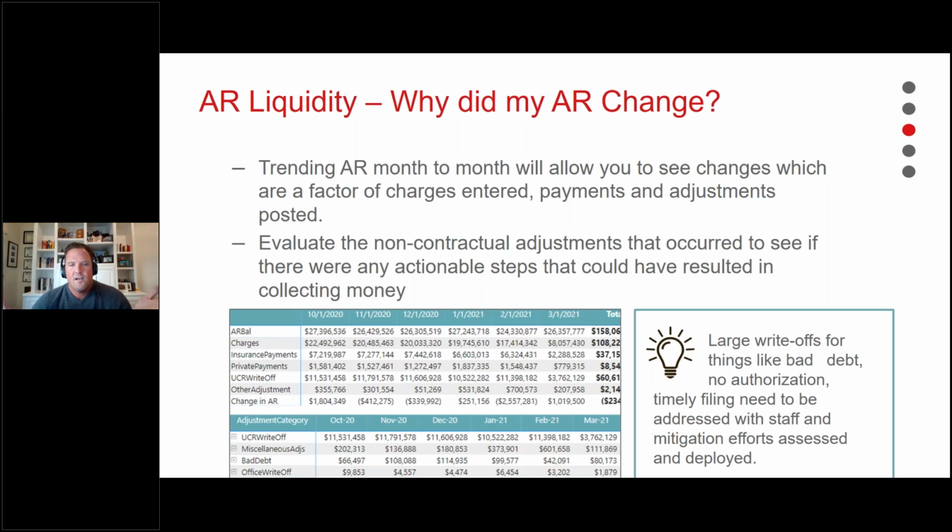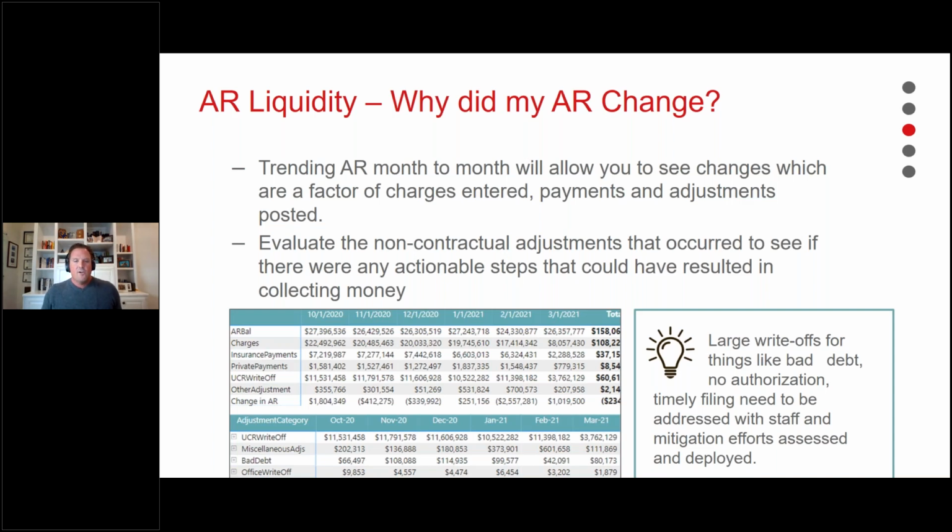AR liquidity. This is another thing that I look at on a consistent basis. I try to understand when AR changes, why did it change? Now, obviously, I would love it to be all due to payments, but that's not always the case, right? So when I ask in the sales process, or even our clients prior to using our analytics tools, how did you look at month over month changes in AR?